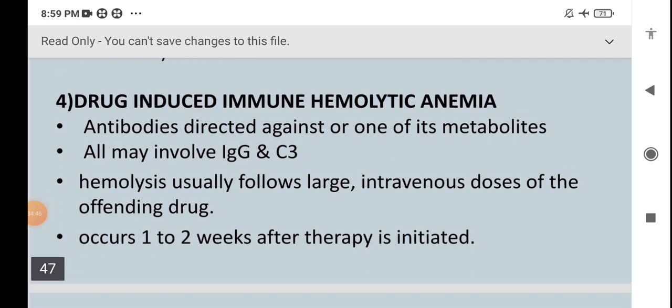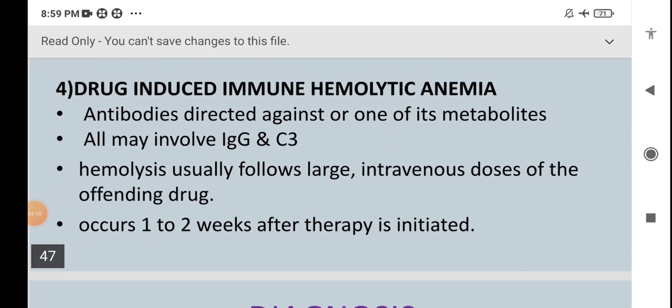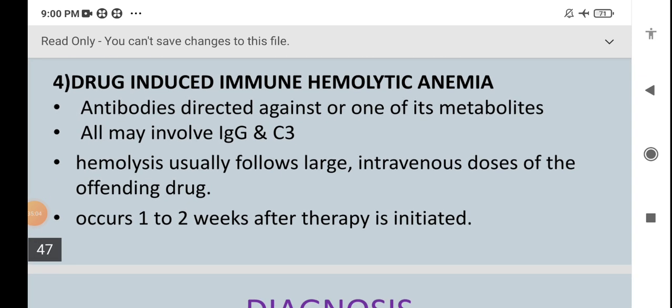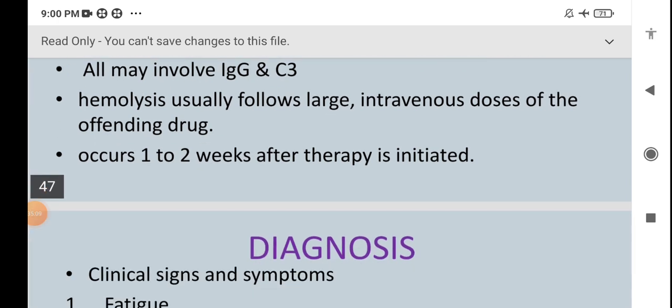Drug induced immune hemolytic anemias: antibodies are directed against the drug or one of its metabolites. All may involve IgG and C3. Hemolysis usually follows large intravenous doses of the offending drug. It occurs 1 to 2 weeks after therapy is initiated.